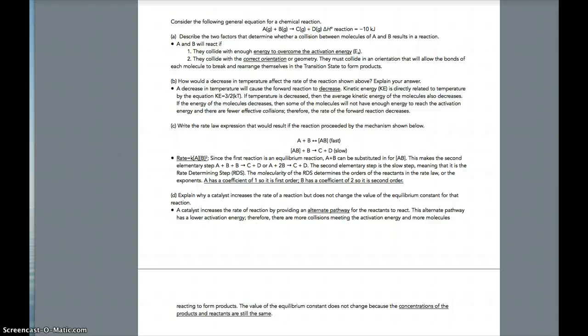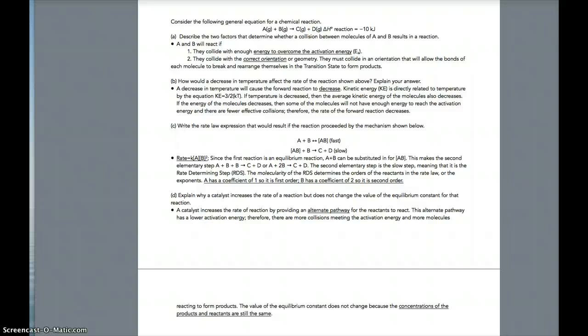It says, consider the following general equation for a chemical reaction. A plus B yields C plus D, and delta H reaction is negative 10 kilojoules, so it is exothermic. Part A says, describe the 2 factors that determine whether a collision between molecules of A and B result in a reaction. So this relates back to the collision theory. A and B will react if they collide with enough energy to overcome the activation energy, and if they collide with the correct orientation or geometry. They must collide in an orientation that will allow the bonds of each molecule to break and rearrange themselves in the transition state to form products.